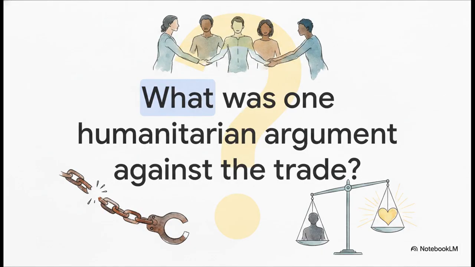But there was fierce resistance. When we look at the core humanitarian argument against the trade, it comes right back down to what we started with today. Treating humans as property violates basic empathy. It is fundamentally opposed to the idea of treating others as you would want to be treated. And it was exactly this moral outcry that eventually helped dismantle the system, which perfectly bridges the gap to our concluding section.